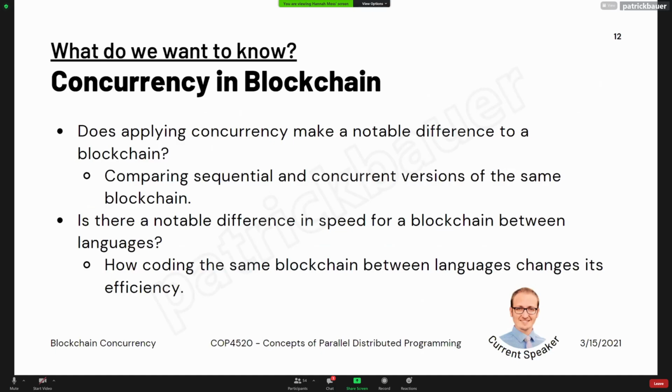But nonetheless, we want to compare the sequential and the concurrent versions of the same blockchain and see how it affects the behavior. We want to know, is there a notable difference in the speed of a blockchain between languages? So what this would mean is we would want to code the same blockchain. We want to make it as logically consistent as possible. We chose 3 different languages, which we'll discuss a little bit later. We want to implement sequential and concurrent versions among all 3 languages, making them as logically consistent as possible, and then note the changes in the efficiency for each language.